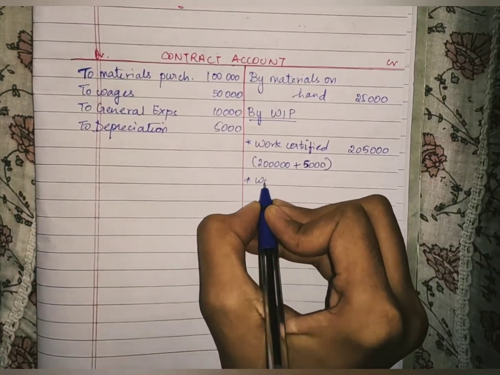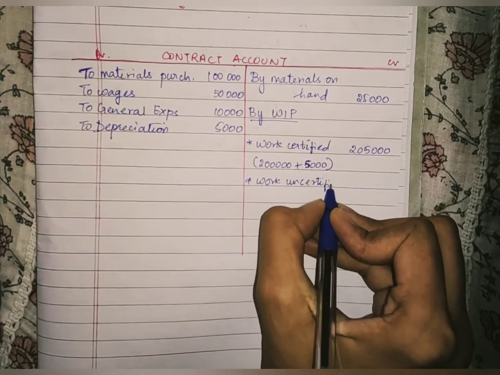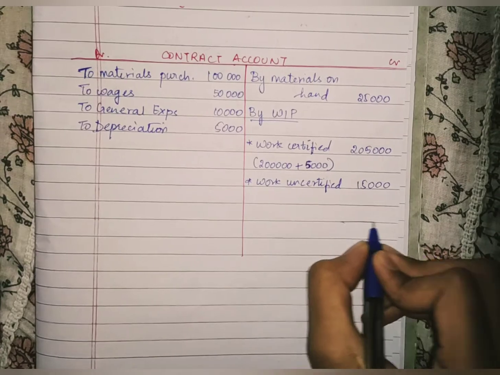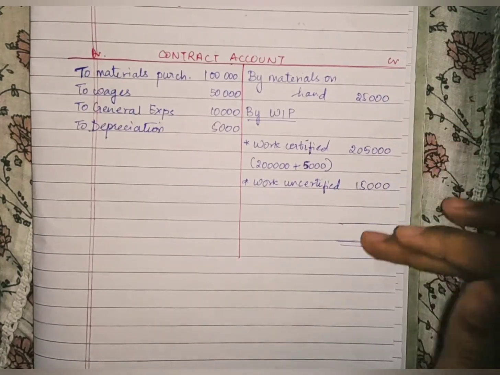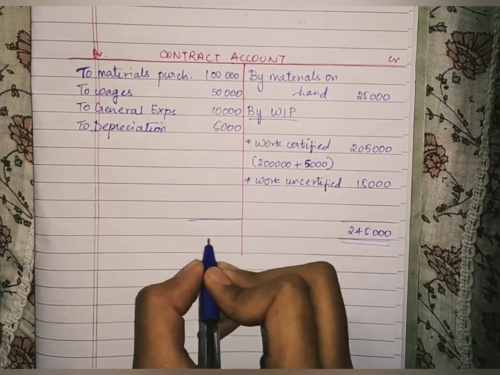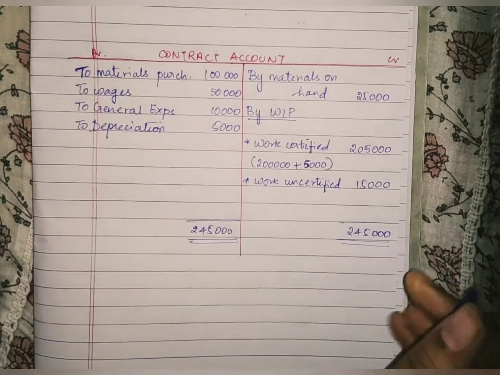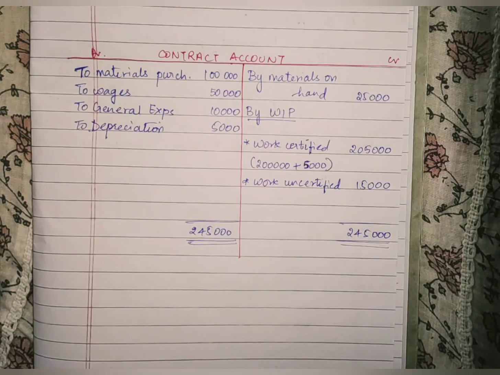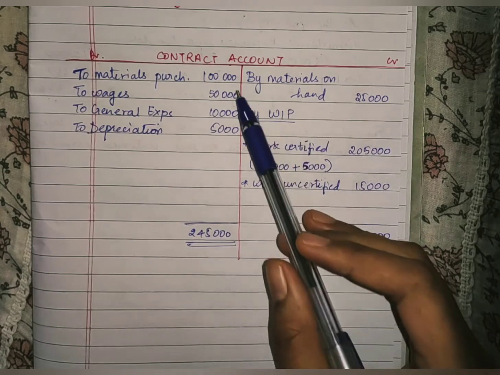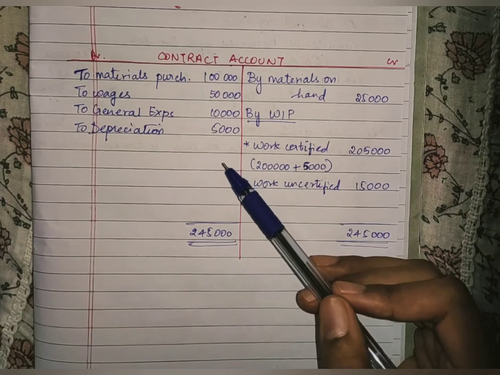Then the work uncertified value is also given in the question as 15,000. Uncertified 15,000 rupees. Calculate it, write the balance here. If you calculate, you will be getting 2,45,000. Write it over the debit side, 2,45,000. Then we have to calculate the notional profits. When you balance both sides, that is 2,45,000 minus 1 lakh minus 50,000 minus 10,000 and 5,000, you will be getting 80,000 as your notional profit.